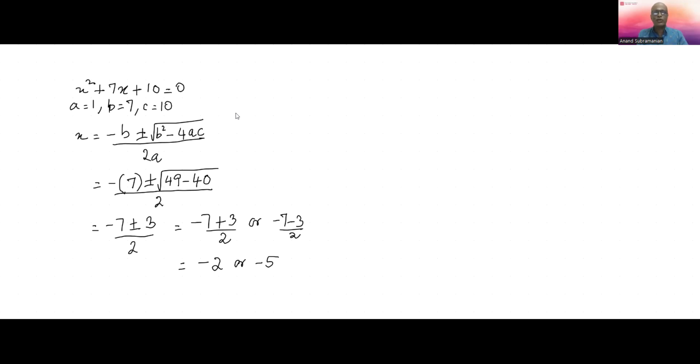So x squared is negative 2 the whole squared plus 7 times negative 2. You plug in the values in the equation and check if you're getting 0 plus 10. So that is equal to 4 minus 14 plus 10. So 14 minus 14 is what? 0. Correct. So it's correct.